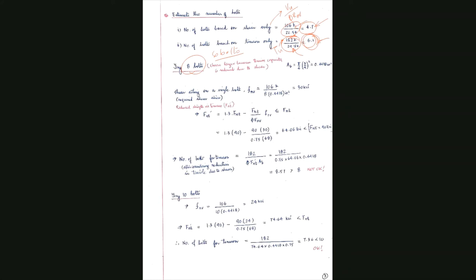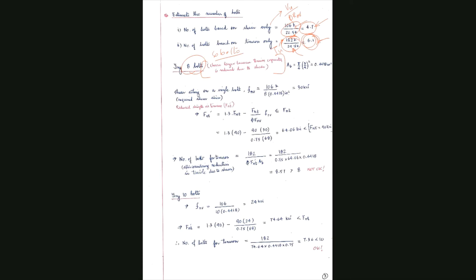The strength of the bolt is reduced because of the effect of shear. So that means 6 will probably not work. We'll have to start off with a higher number of bolts, so let's start off with 8 bolts. I've given the reason why we started with a higher number. You can try yourself and you'll find that 6 will not work.